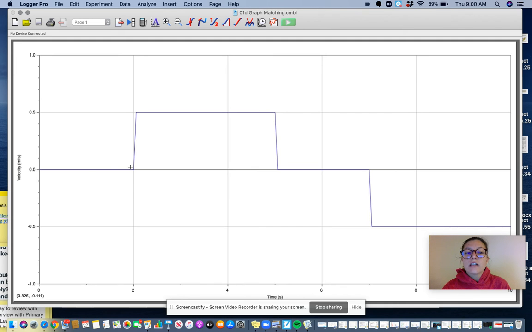We see here that we have a velocity versus time graph, right? A velocity versus time graph. So this one is a little bit more complicated. So you need to match this velocity versus time graph. So we need to walk or move with no velocity for a certain amount of time, right? And then we need to have a velocity of 0.5 meters per second for a certain amount of time.